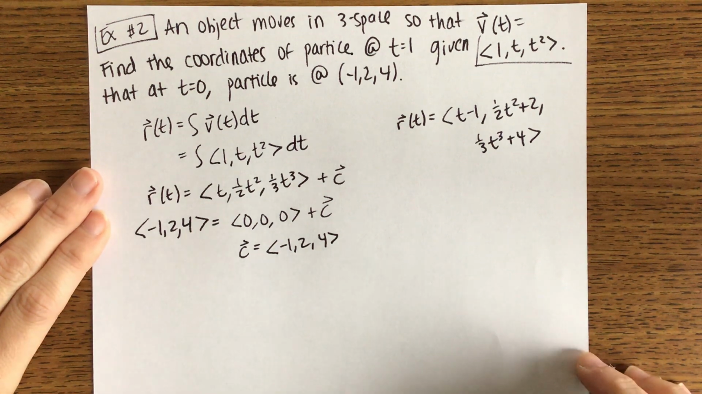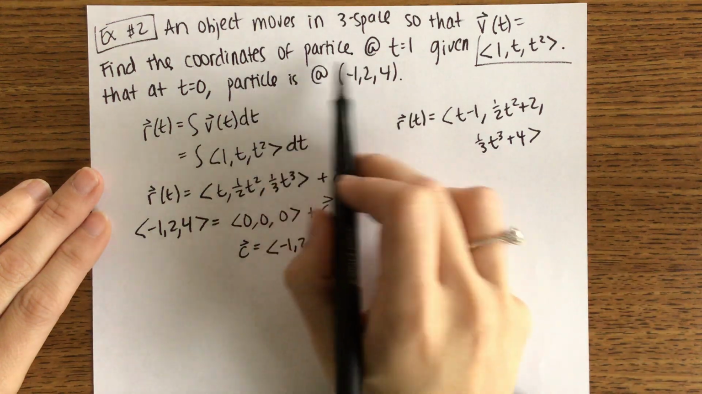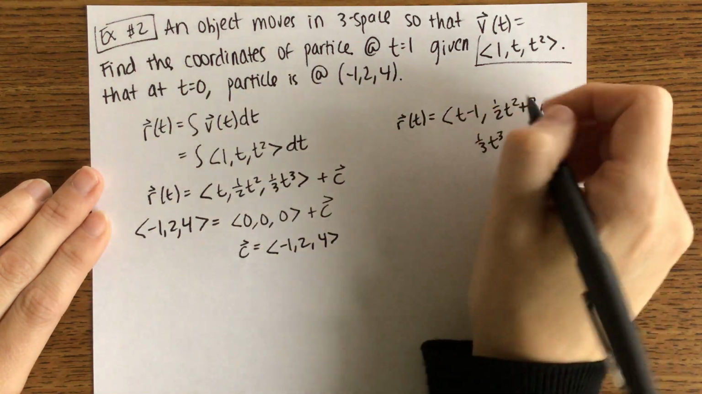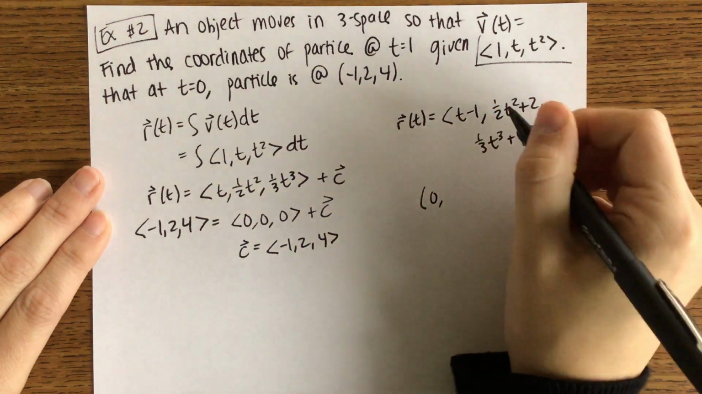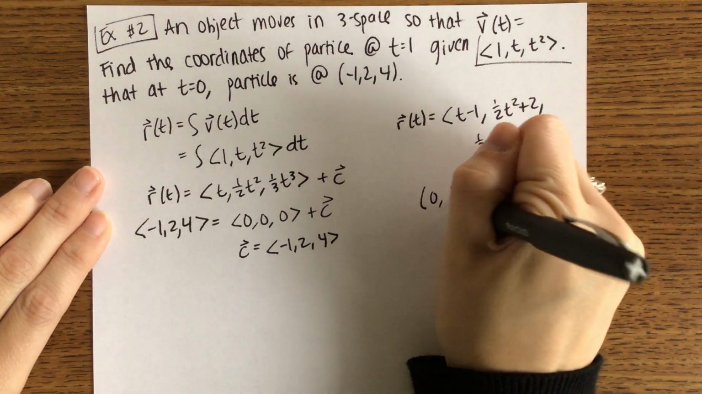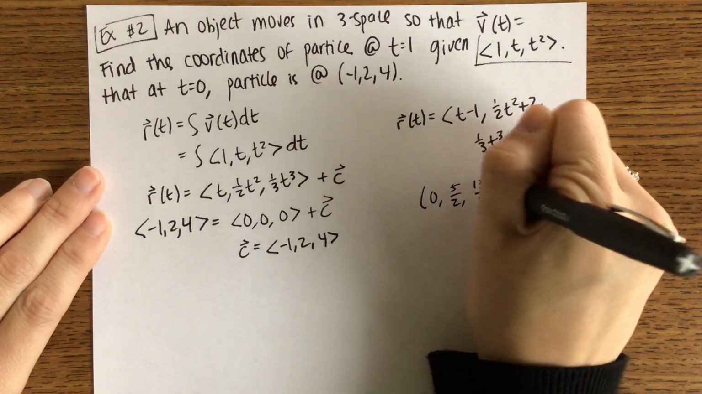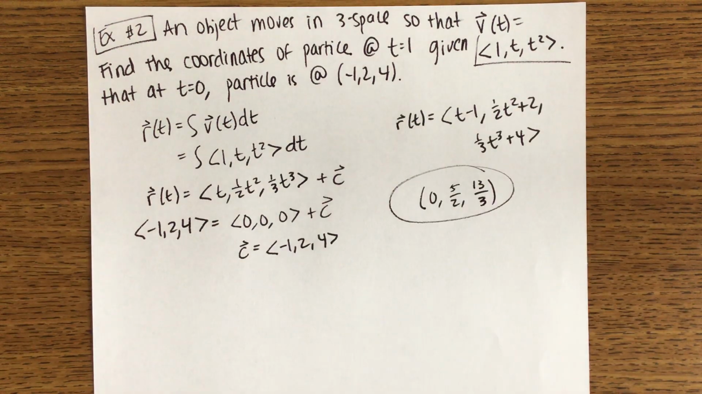We specifically are asked for the position of the particle at t equals 1. So if we plug in 1, we get 0, 5/2, and 13/3. Please make sure that you pay attention to the format of your answer. You're asked for the coordinates of the particle, so that's a point, not a vector. Okay. Questions?